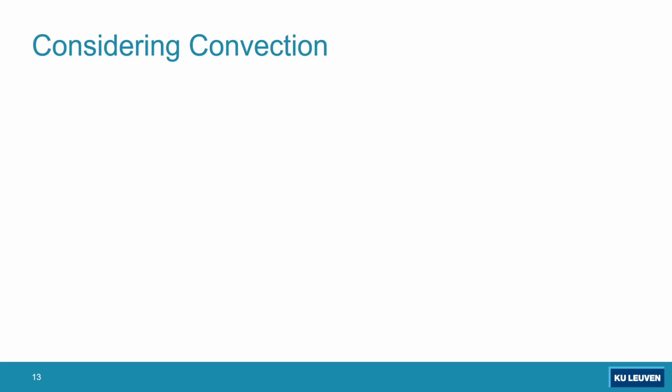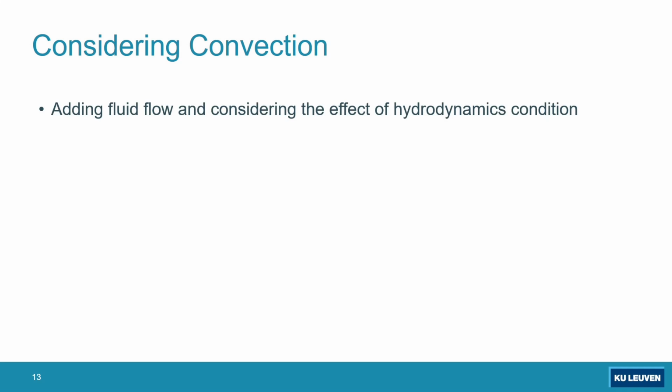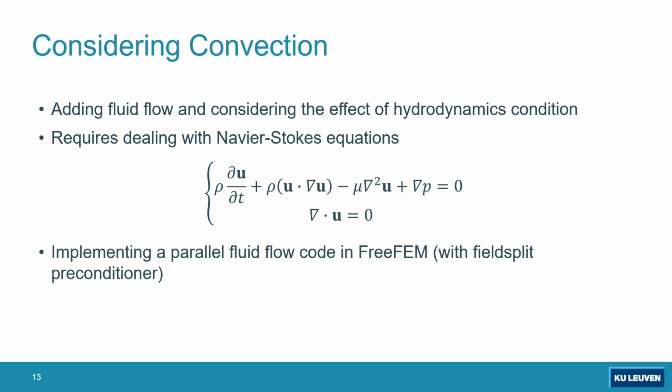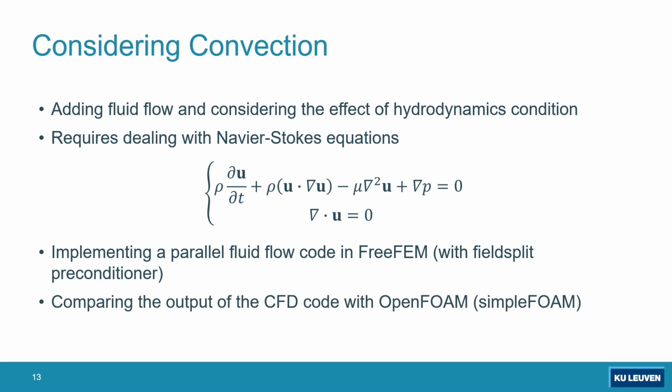Because, as I said, we want to consider the effect of hydrodynamic conditions and the effects of fluid flow, we need to consider the convection effect. Adding fluid flow increases the complexity of the system, because we need to deal with the Navier-Stokes equation. In order to increase the performance of the code given the high number of elements, and also the cost associated with storing it on disk and then solving it with another CFD code, we decided to implement our own parallel fluid flow code in FreeFEM with very effective and high performance preconditioners. Then another challenge was to compare the output of our in-house CFD code with OpenFOAM to make sure that it is correct. I haven't put the results of this comparison here, but this was totally verified.